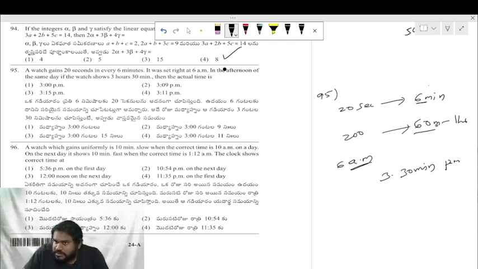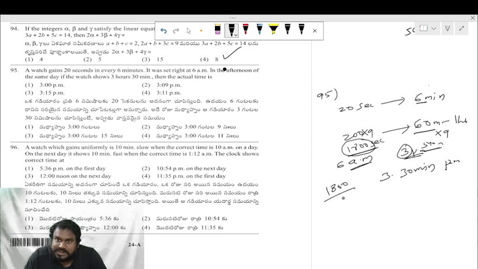So 60 into 9 I'll do, here also into 9 I'll do. 1800 seconds is gained. So I just took 9 hours, 540 minutes. When it is actually becoming 3 p.m., it has already gained 1800 seconds extra. So 1800 seconds divided by 60, how many minutes? 30 minutes. It has gained 30 minutes extra.